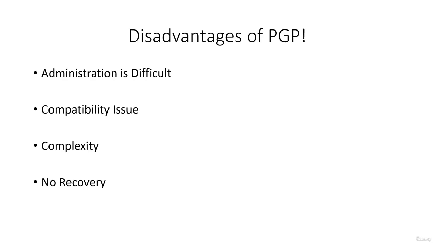Also, there are some disadvantages of PGP. The different versions of PGP complicate the administration, and both the sender and the receiver must have compatible versions of PGP. For example, if you encrypt an email using PGP and the receiver has a different version of PGP, they cannot read the data because there is no compatibility between this and the previous version.